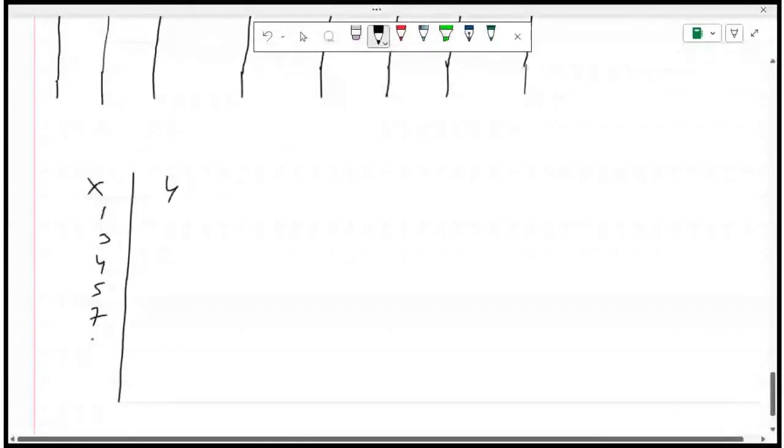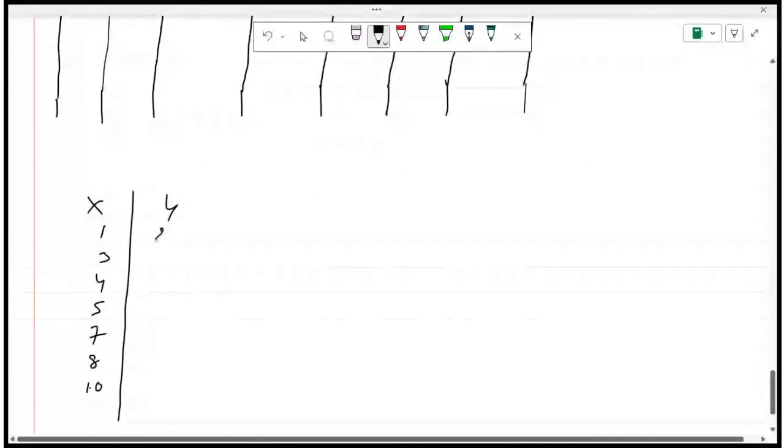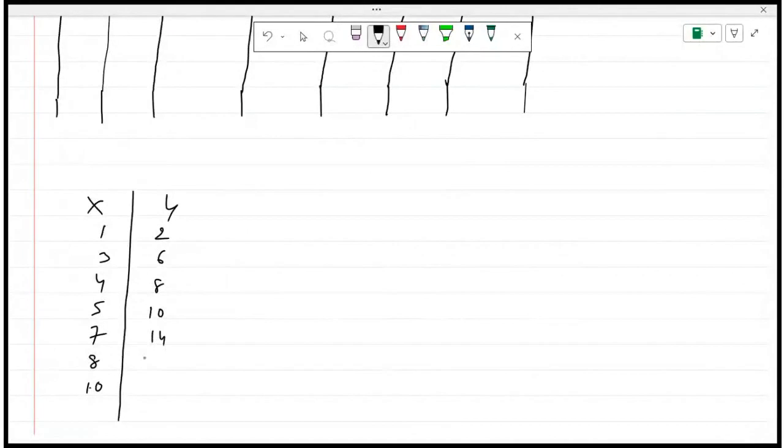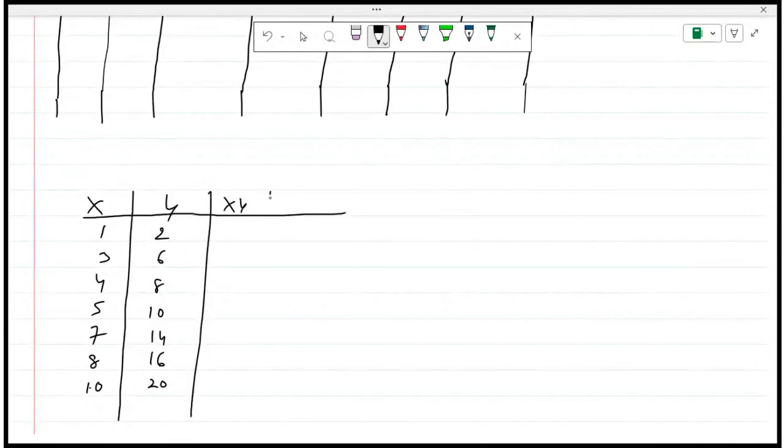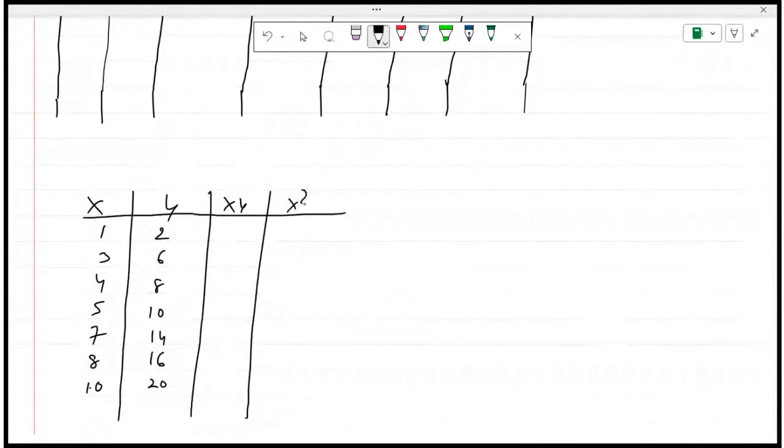And y values are 2, 6, 8, 10, 14, 16, 20. Okay. Because I'm applying the second method, my requirement is I need xy, I need x square, and I need y square.